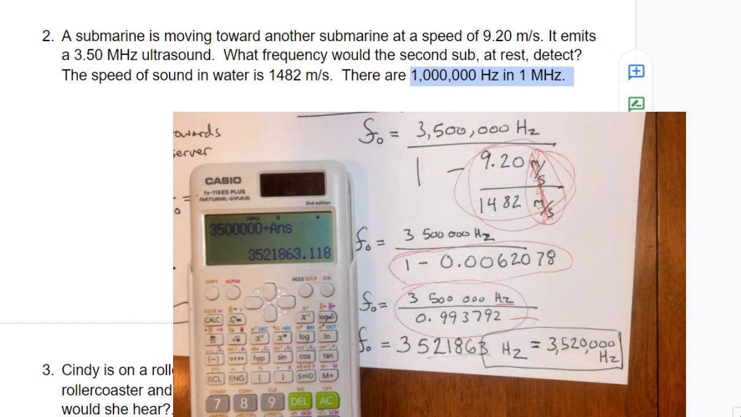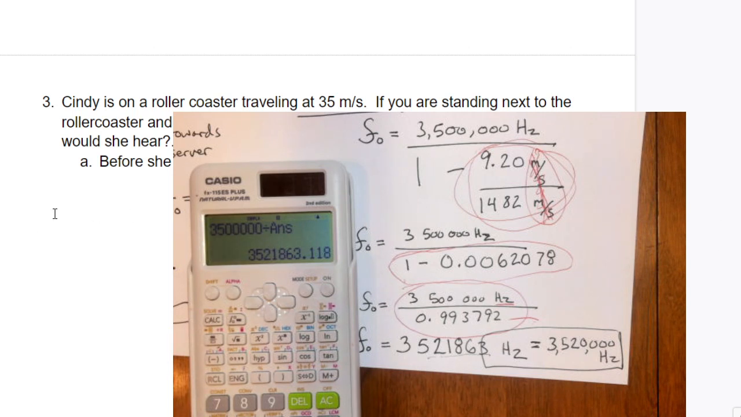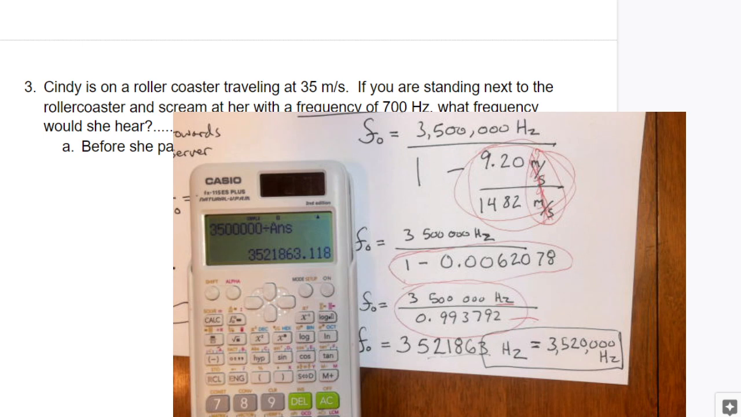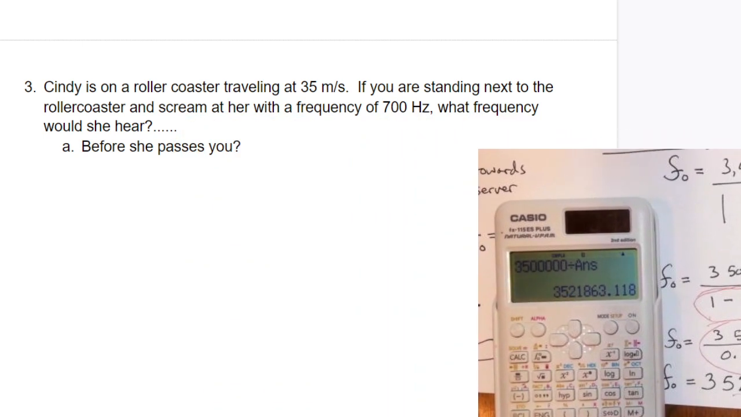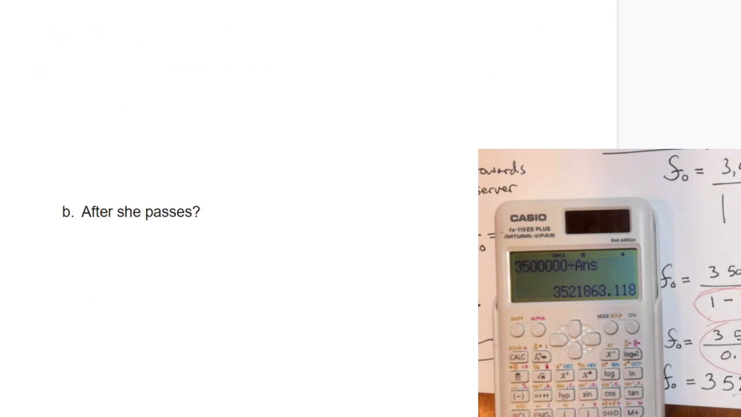Okay, now it is your turn. I want you to try number 3 on your own. Number 3 has 2 parts, though. You can do it. I'm sure you can. You need to calculate when the sound source is coming to the observer and then when the sound source passes the observer. Then what is the frequency behind her? Okay, I know you can do it. See you later.